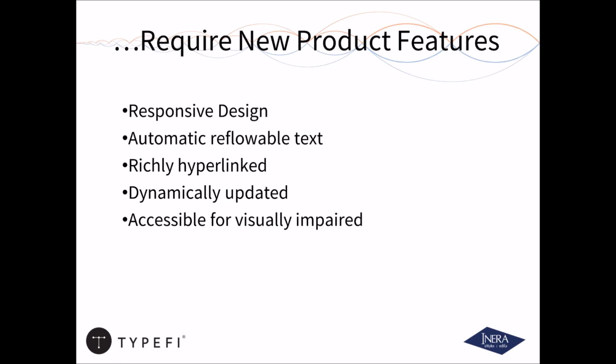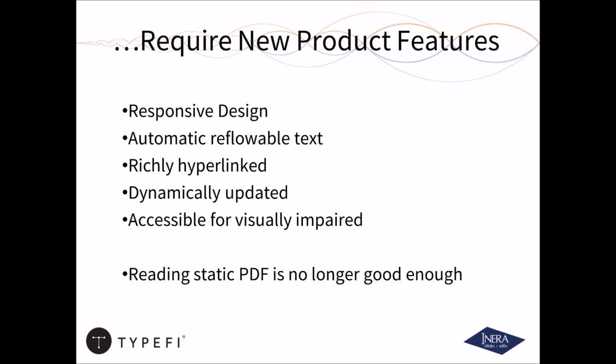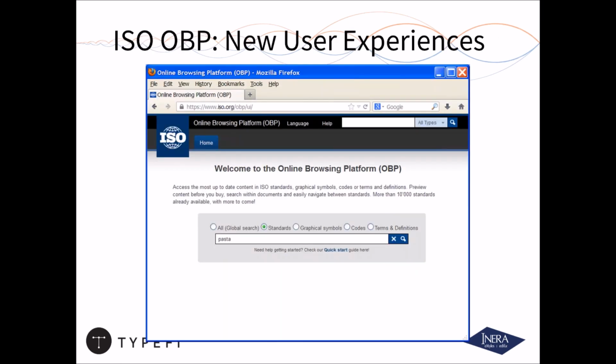Responsive design, so that, for example, we can read text efficiently on a small screen such as a smartphone. Automatic reflowable text, richly hyperlinked content, content that's dynamically updated, and we can add in now accessibility for the visually impaired. Reading a static PDF is just no longer good enough when we have all of these new technological capabilities. Users expect a much more dynamic experience from our information. Let me show you a brief example of what I mean by this.